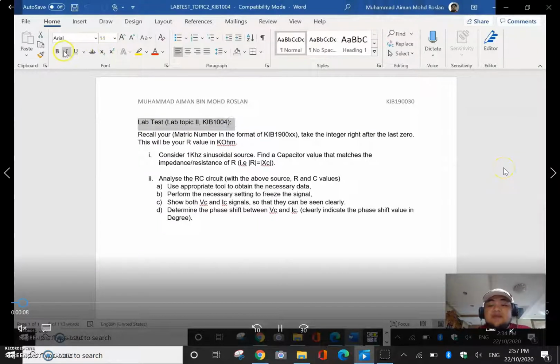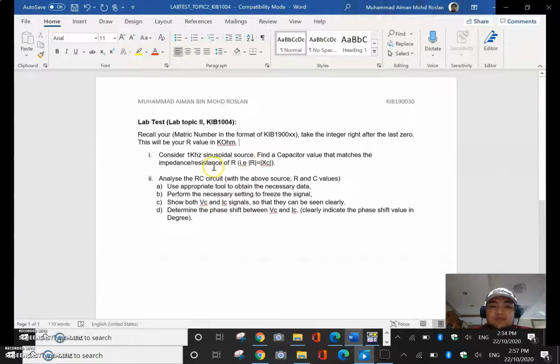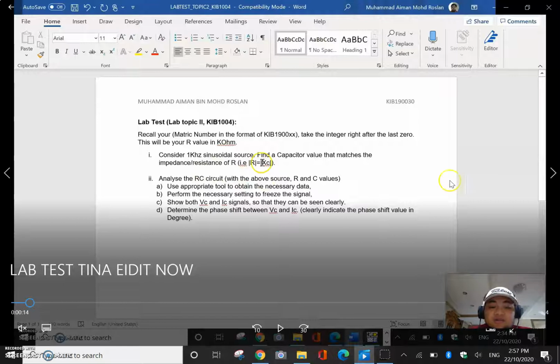Matrix number KIB190030. So today we will be conducting a lab test for KIB1004 and we will be constructing an RC circuit.